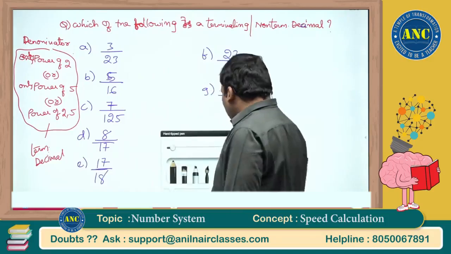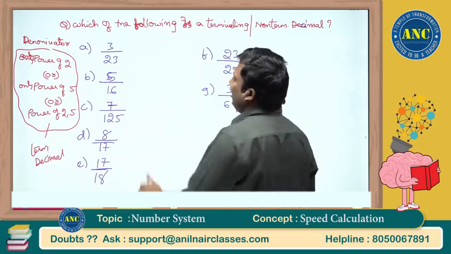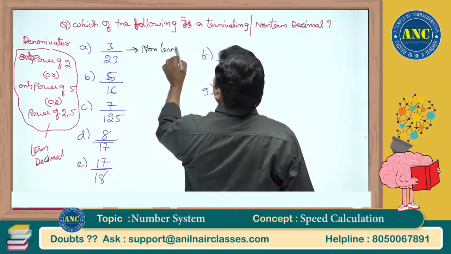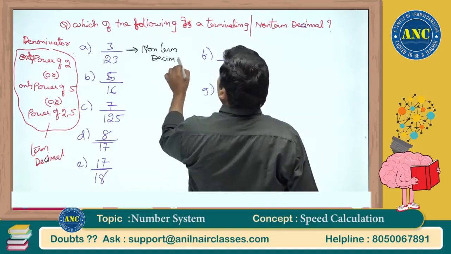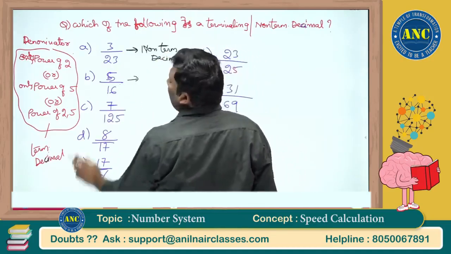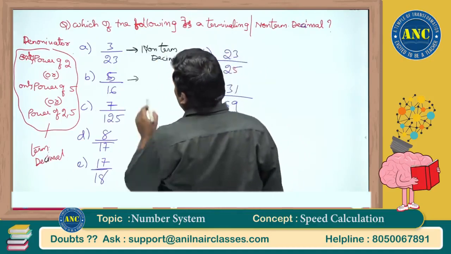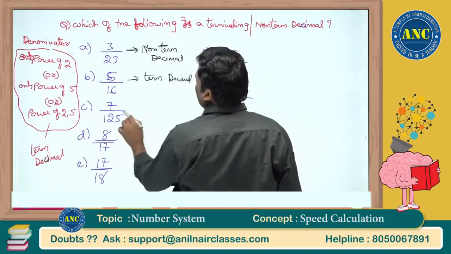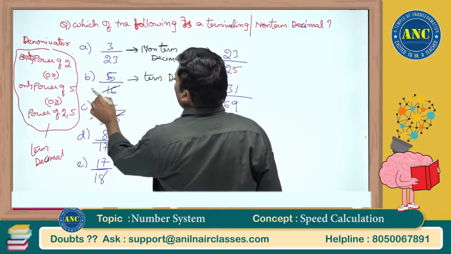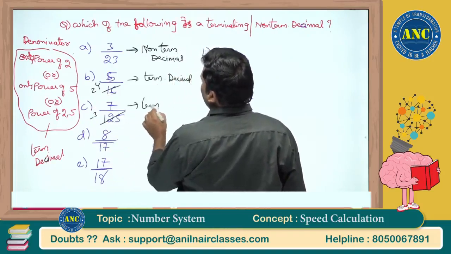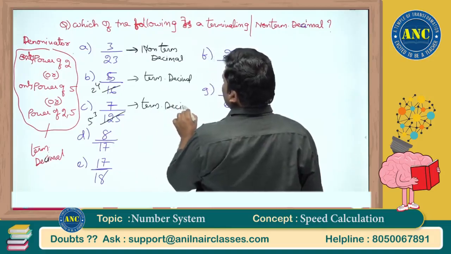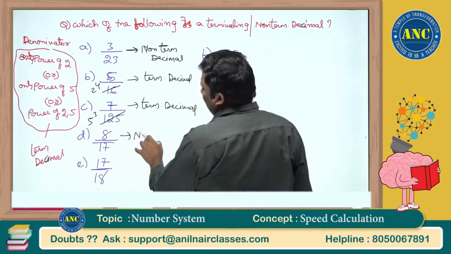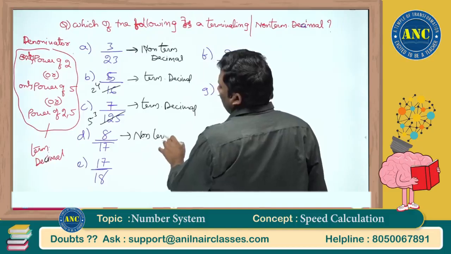First one, 23. Is it a power of 2 or power of 5? No. First one answer is, it is a non-terminating decimal. 16, it is 2 power 4. It is a terminating decimal. 125, it is 5 cube. It is a terminating decimal. 8 by 17. 17 is not a power of 2 or 5. This will be a non-terminating decimal.